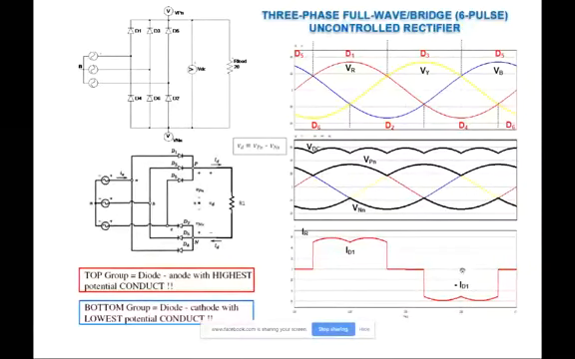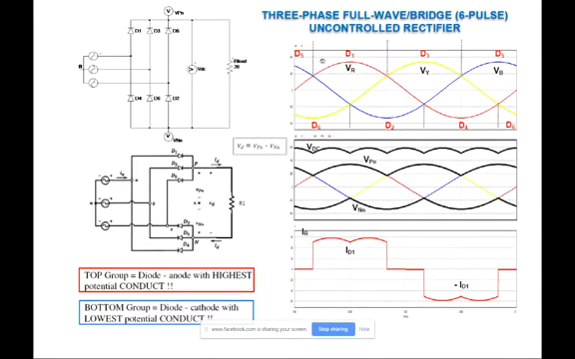Okay, so today we're going to continue with a three-phase full wave or full bridge 6-pass uncontrolled rectifier. Before this, we covered the three-phase half wave or half bridge 3-pass uncontrolled rectifier. But now we're going to extend our analysis. We're going to study the circuit with a three-phase full wave or full bridge 6-pass uncontrolled rectifier.